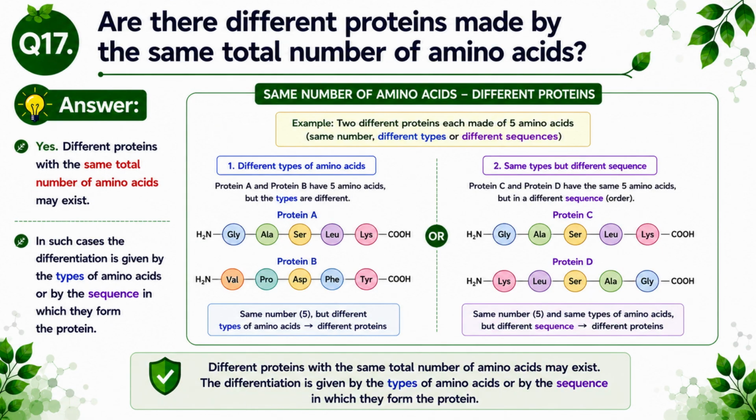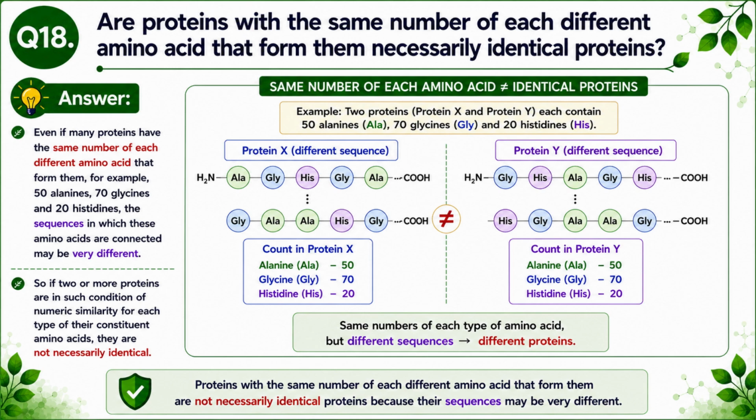Question number 17. Are there different proteins made by the same total number of amino acids? Answer. Different proteins with the same total number of amino acids may exist. In such cases, the differentiation is given by the types of amino acids or by the sequence in which they form the protein.